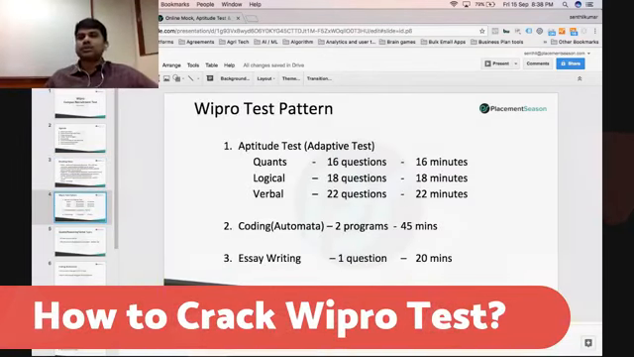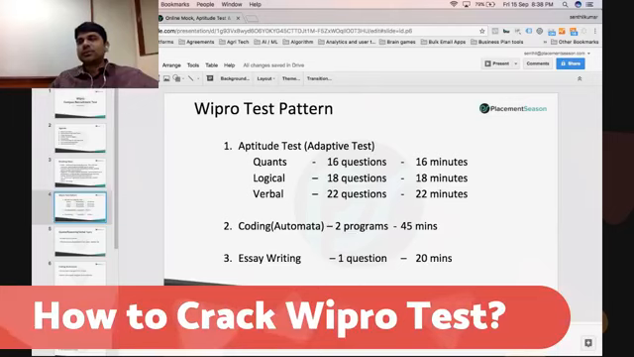So what is Wipro's test pattern this year? It's almost the same as last year, except for one change: they have introduced a coding round. The aptitude test, as usual, is conducted by Aspiring Minds, and it's an adaptive test. You have Quant, with 16 questions in 16 minutes, a logical or reasoning section with 18 questions in 18 minutes, and verbal with 22 questions in 22 minutes. Then the next one is a coding round.